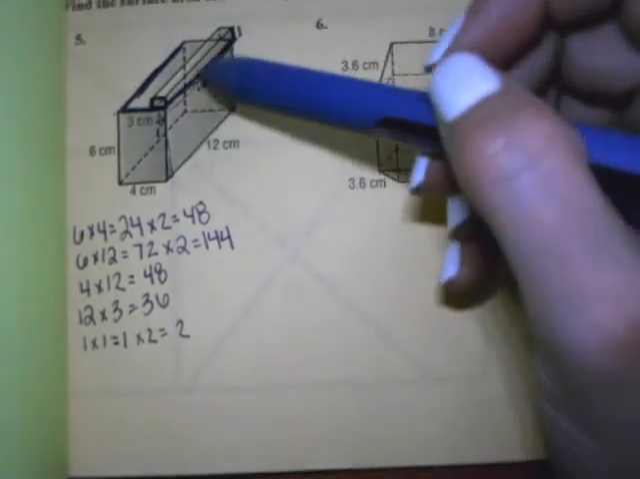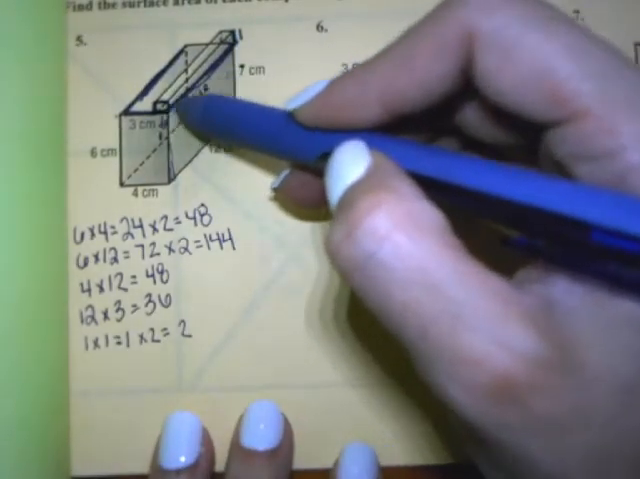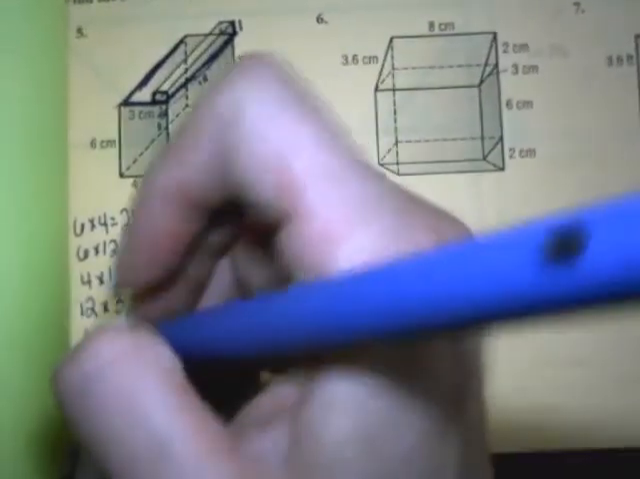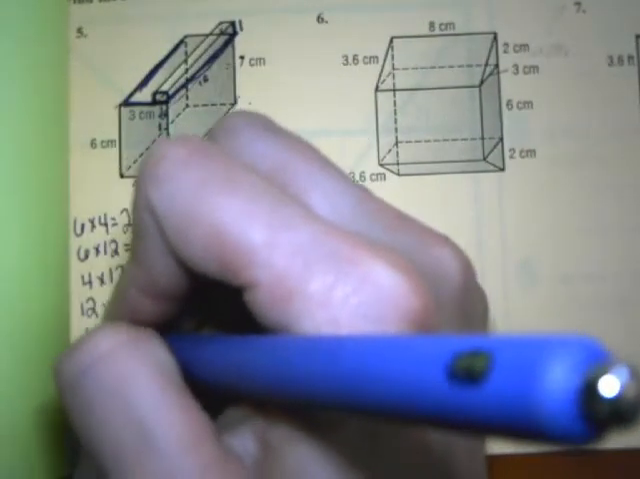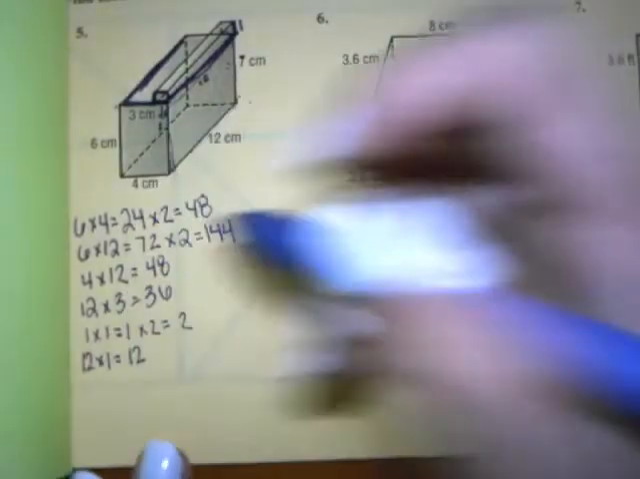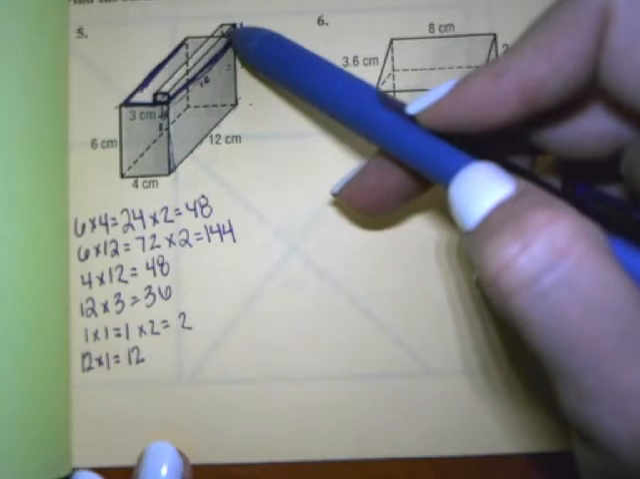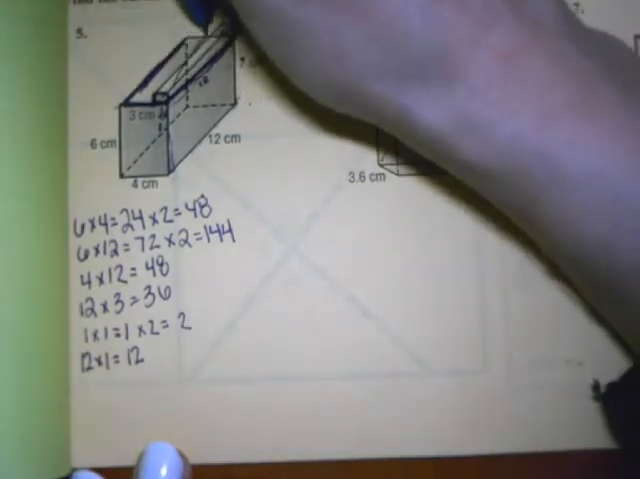Okay, so now I have this side right here. What would I multiply together to get this side right here? 12 times 1. And what's 12 times 1? 12. Okay, now this is 12. What's the top going to be? And what's this other side back here going to be?